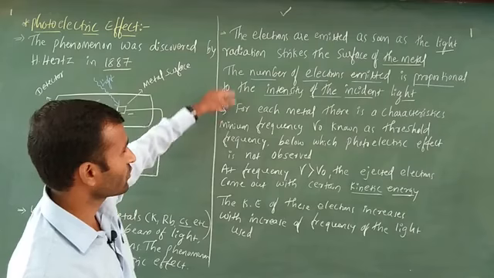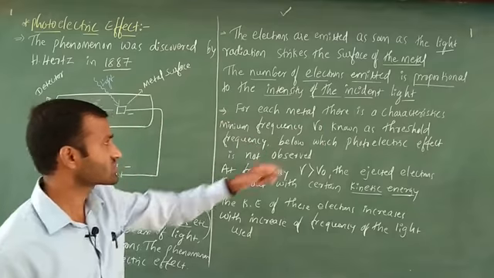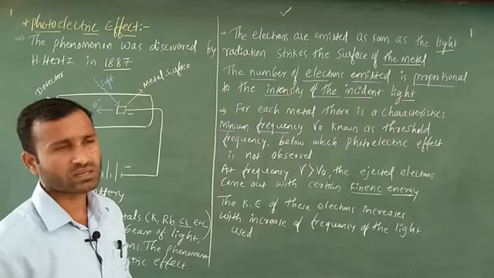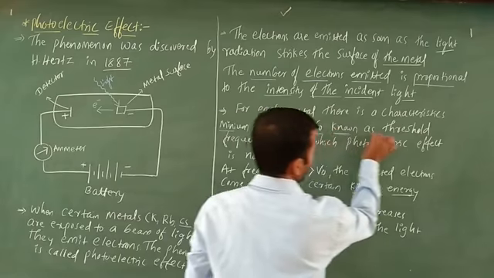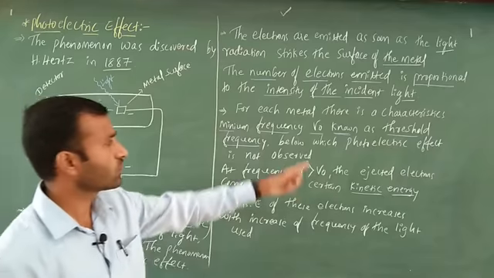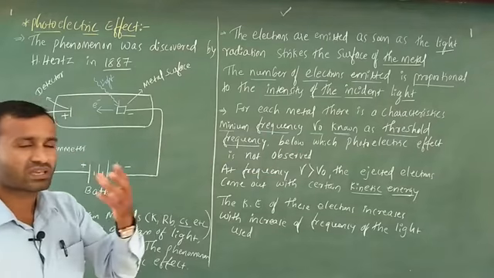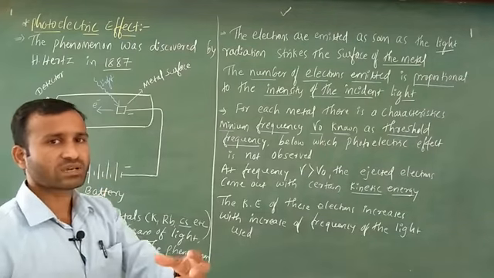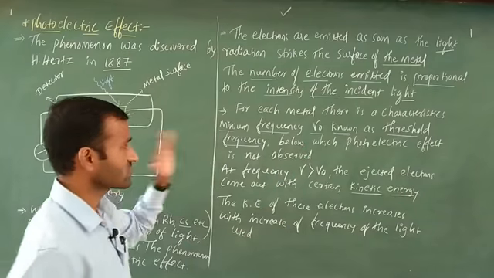If you want, you can make a sub point, no problem. This is the third point. For each metal there is a characteristic minimum frequency, known as the threshold frequency. The threshold frequency is represented by nu naught. Every metal has a minimum characteristic frequency, called the threshold frequency, below which the photoelectric effect is not observed.